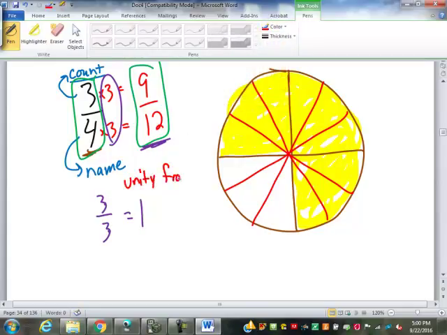Not horribly useful to us right now, but when we start talking about measurements, a unity fraction is what we're going to use for our measurement conversions. And we use them for a lot of different things. It can change the appearance of a number, but it keeps its value the same.